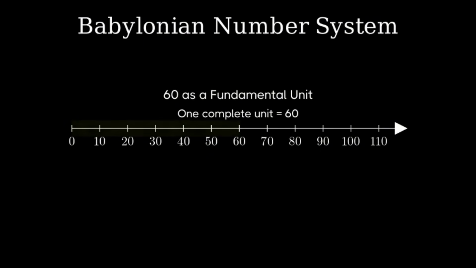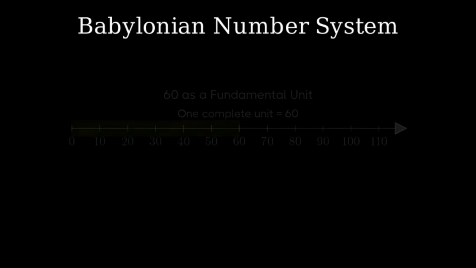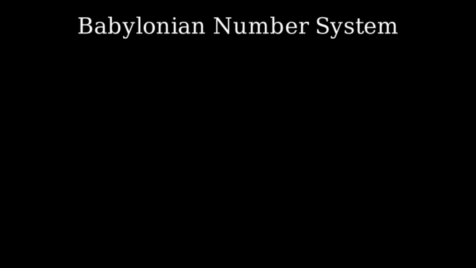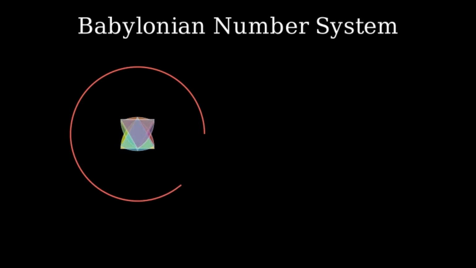This highlighted section represents one complete Babylonian unit of 60. Just like we think of 100 as a nice round number in our decimal system, they viewed 60 as a convenient and complete unit. Now let's see how the Babylonian system influenced our circle measurements. The Babylonians first divided a circle into 6 equal parts.